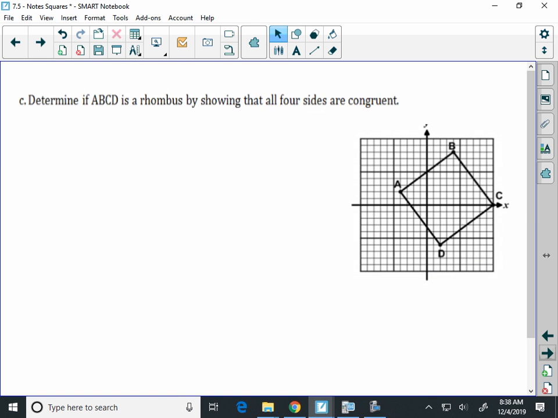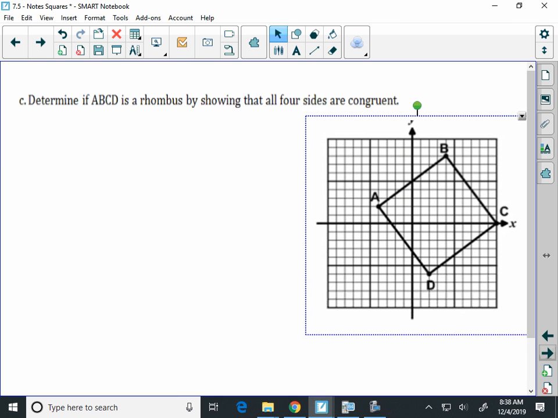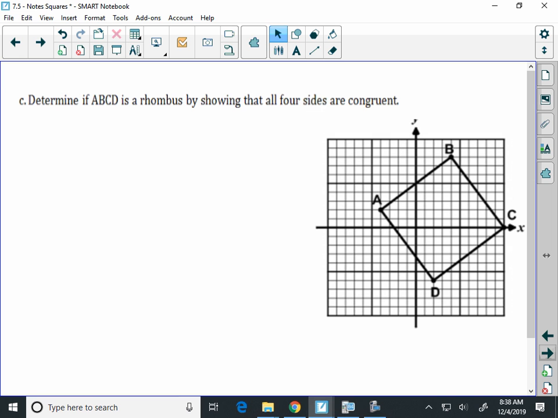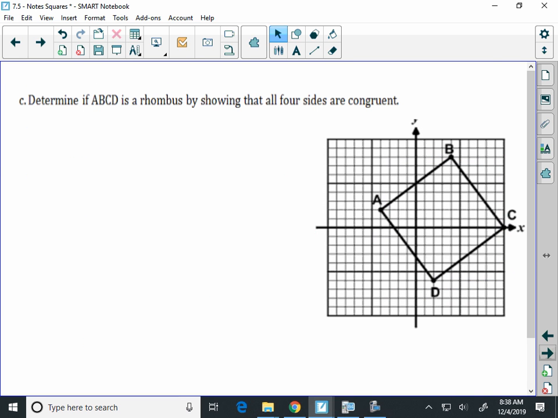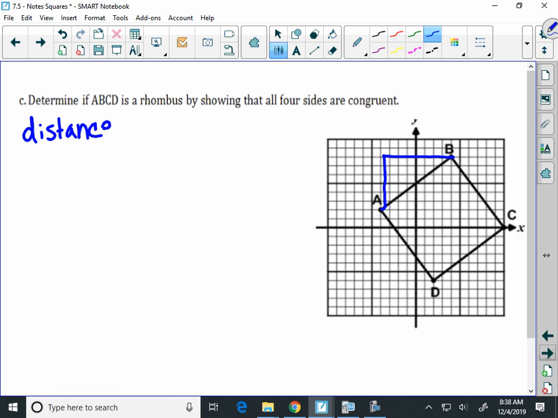Because now when we go to the next one here, same picture, and your picture's probably jumbled up, but it says determine if ABCD is a rhombus by showing that the 4 sides are congruent. So the nice part is that we kind of have these labeled already in terms of our triangles, so that should help you at least on your picture. But where we started here on that last problem is we did AB. So when we're doing the distance of AB, we're going to be using the Pythagorean theorem.